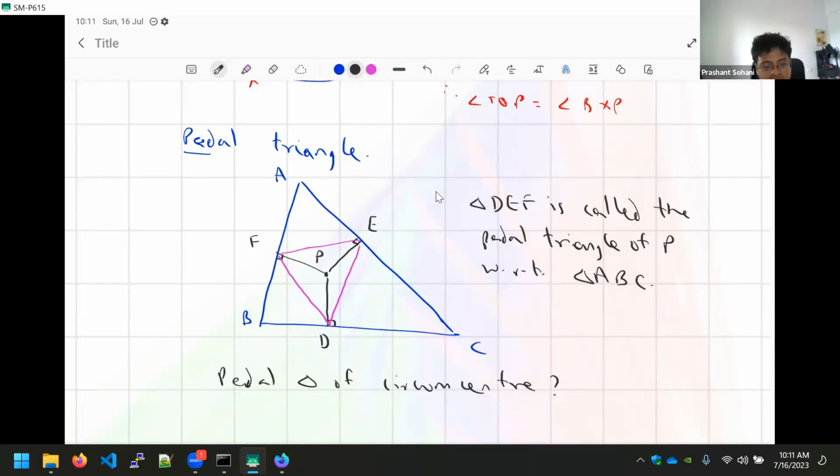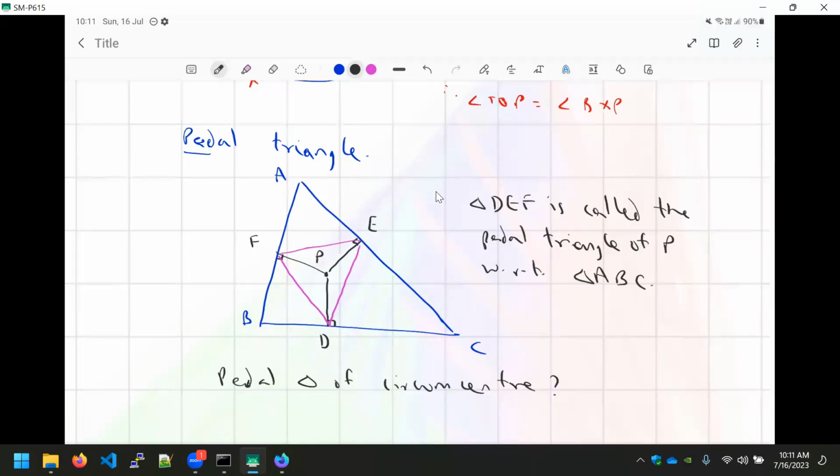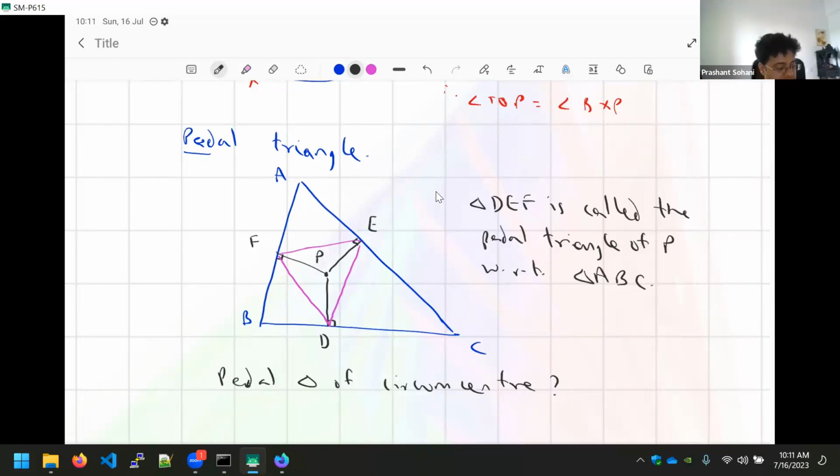So what will that triangle DEF be like? It's the 9-point circle, right? And you see that triangle will be similar to the original triangle, with half ratio. So the triangle formed at the midpoints of the sides is similar to the original triangle with half ratio.